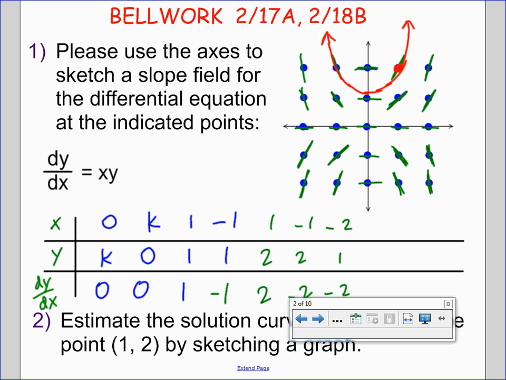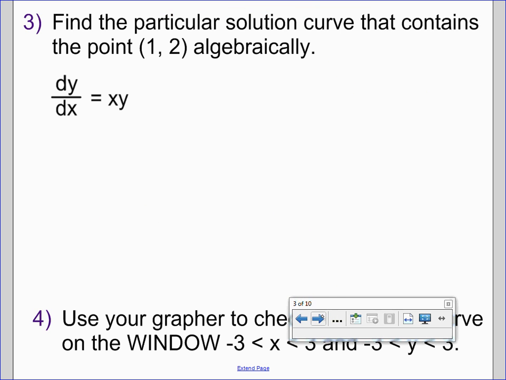We do, because we have the differential equation and initial condition. So we could pin that down, right? This red solution curve, we could pin that down algebraically and exactly. So let's see then what number 3 has to do. Find the particular solution curve that contains that point algebraically.